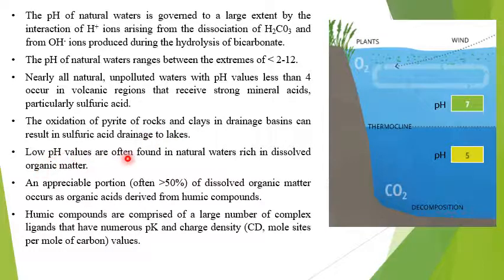Low pH values are often found in natural water rich in dissolved organic matter, and an appreciable portion, more than 50% of the dissolved organic matter, occurs as organic acid derived from humic acid. Humic acid compounds are comprised of a large number of complex ligands and have numerous pK values, charge density and mole size per mole of carbon.